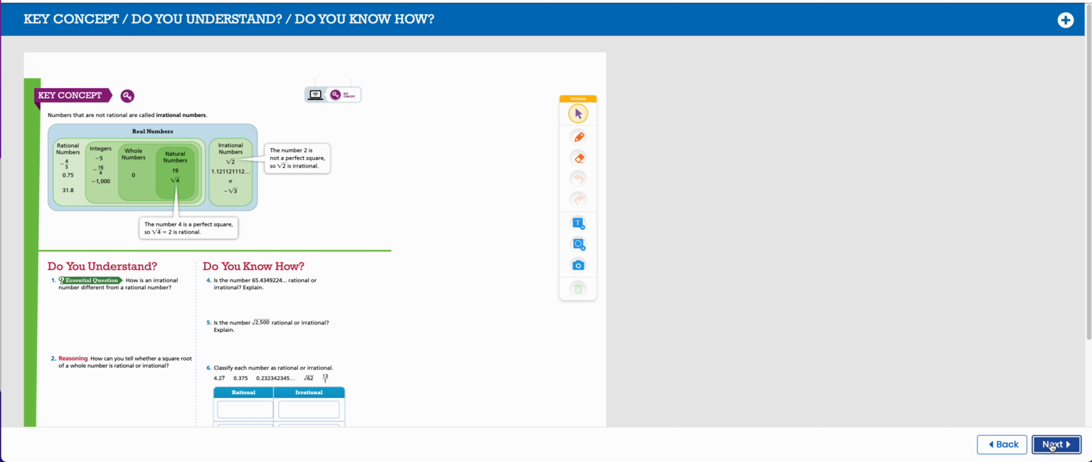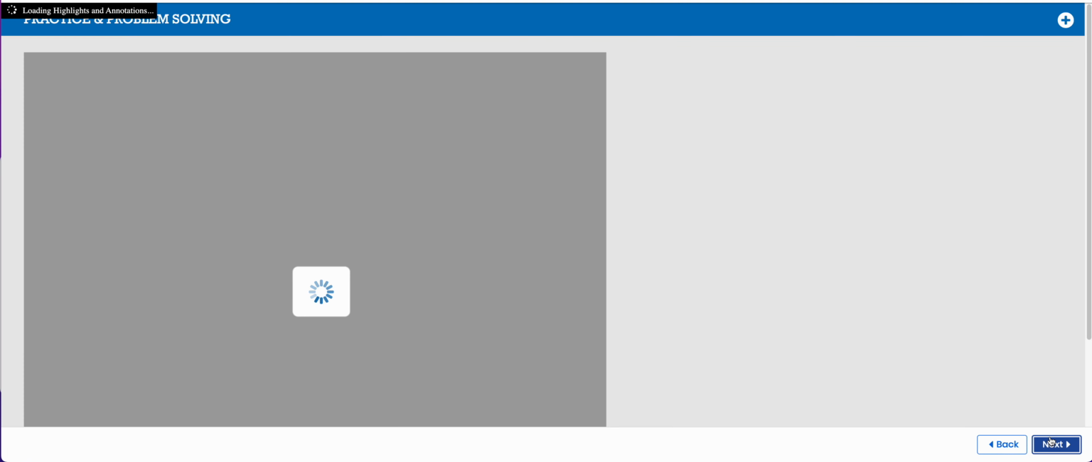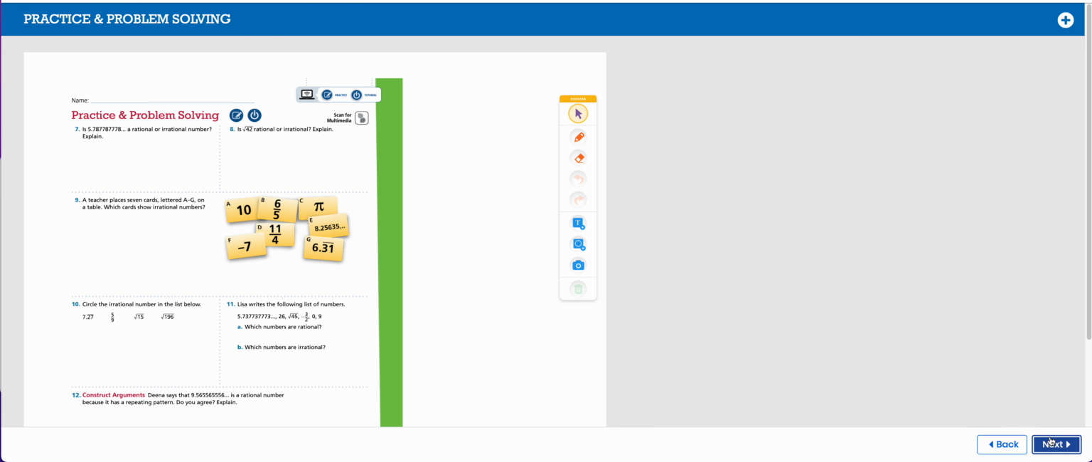So your assignment is pages 18 and 19? Darn it. Nope, 19 and 20. My bad, 19 and 20. So your assignment is not this page, it's 19 and 20.